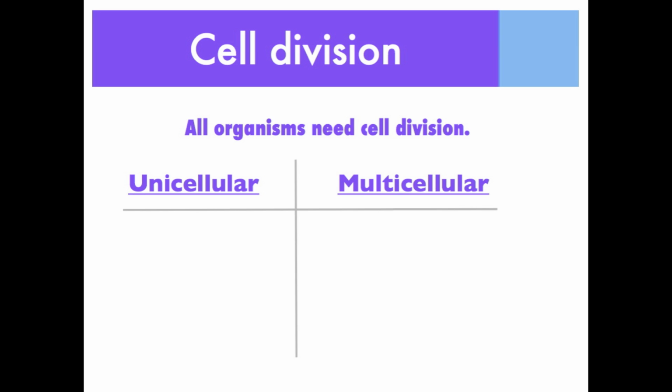Before we begin, create a T-chart in your science notebook, right below where you wrote your ideas. We're going to compare cell division in both unicellular and multicellular organisms. As you watch, add key ideas, details, and images to help you connect with the information.